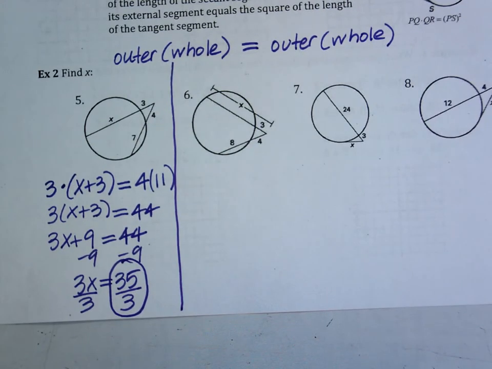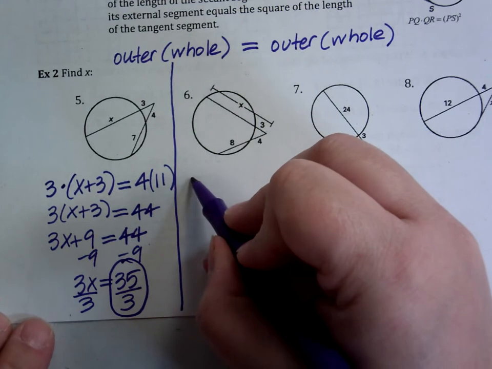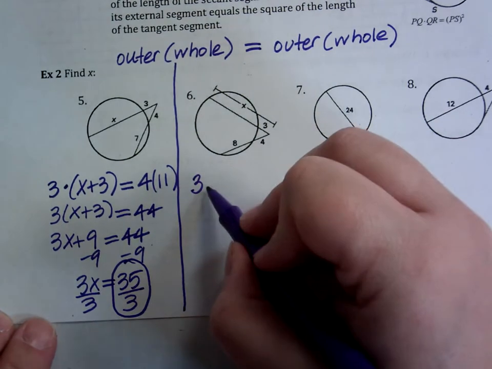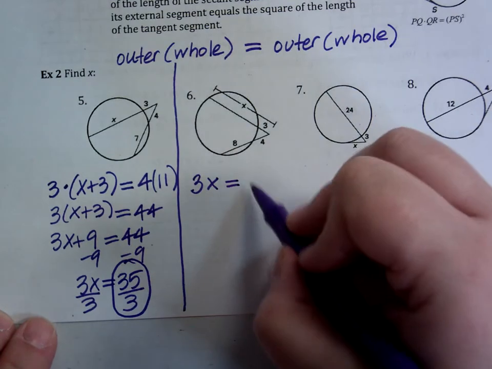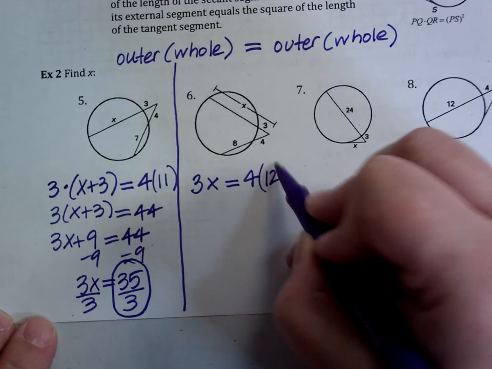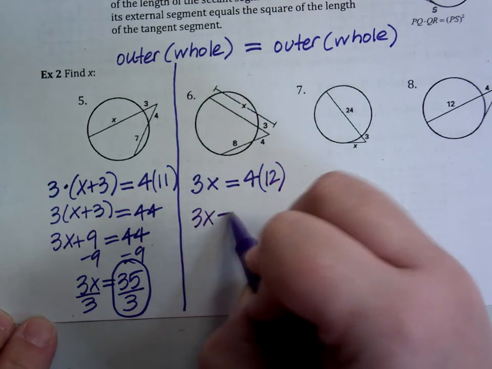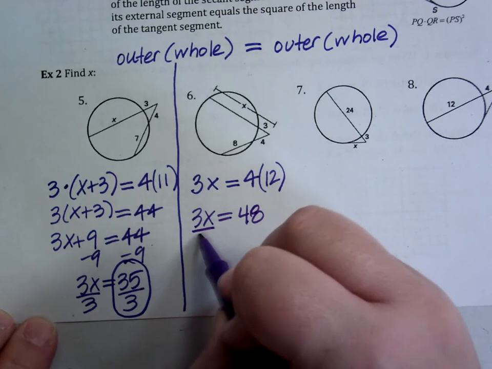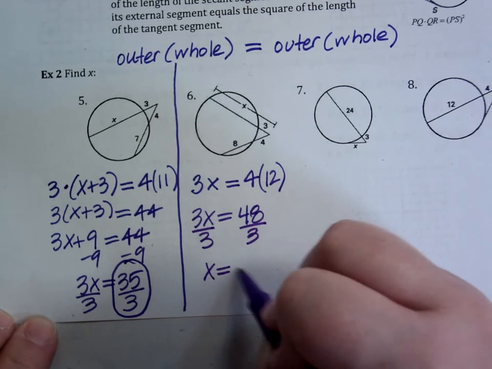Now I want you to notice that number 6, things are written a little differently. You have to notice when it's given to you differently. What's different? The whole thing is x. You don't do any adding to get the whole thing because they're telling me that the whole thing is x. So on that segment, outer part is 3, whole thing is x. And on the other segment, the outer part is 4, and the whole thing is 12. Where'd you get 12? Added 4 plus 8. You got it. So this gives me 48, and x is 16. Good.